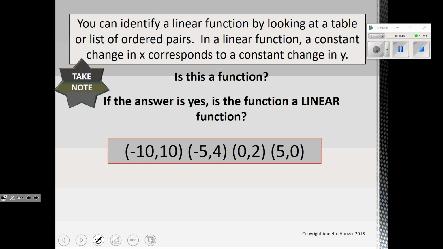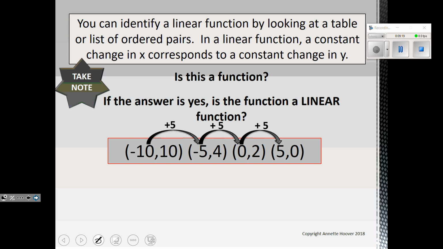First, is it a function? Let's check the x, or the domains. -10, -5, 0, and 5. None of those repeat, so it is a function. But is it a linear function? Let's see if there's a constant change in the x's. From -10 to -5, that would be plus 5. From -5 to 0 would be plus 5. And from 0 to 5 would be plus 5. So we do have a constant change in the x values.